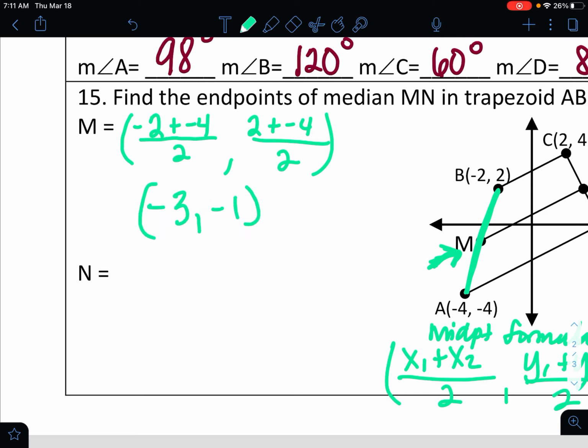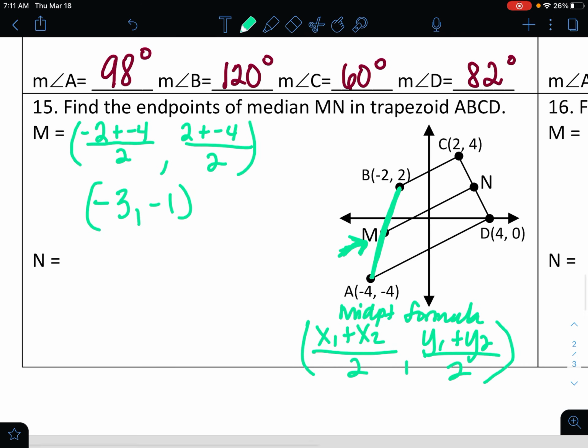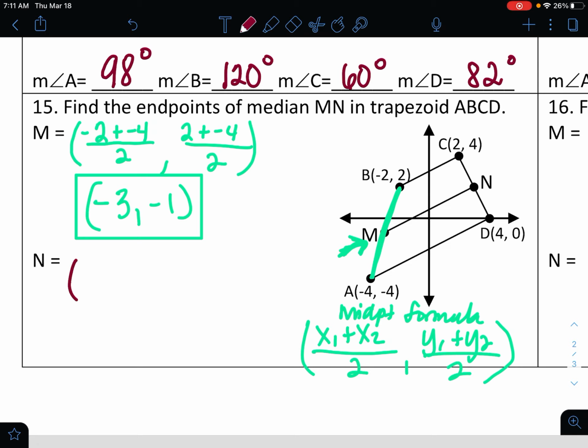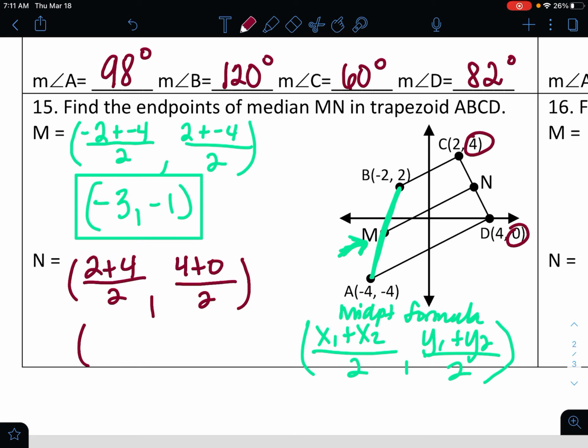Boom. All right, so we're going to do the same steps for N. For N, we're going to use the x values 2 and 4. So that's going to be 2 plus 4 over 2. Then we're going to use the y values 4 and 0 over 2. And then type it in your calculator. Make sure you do each fraction separately. So do the first fraction, hit enter, and you should get 3. And then do the second fraction, that should be 2. All right, and there you go.